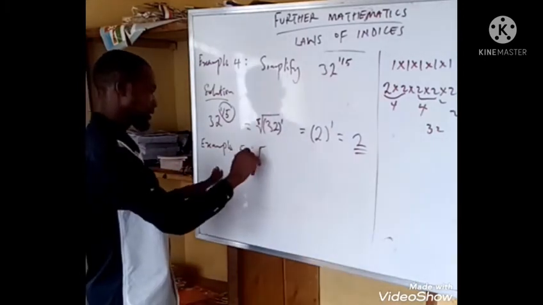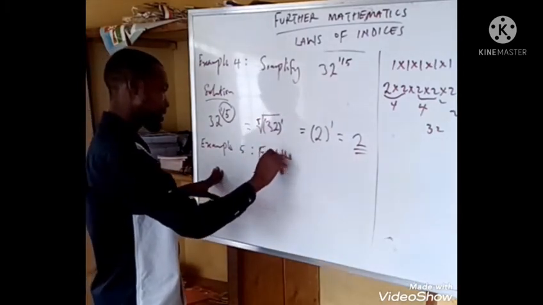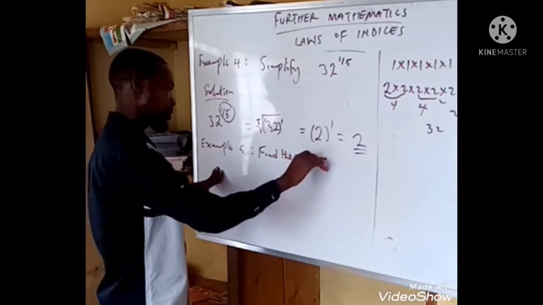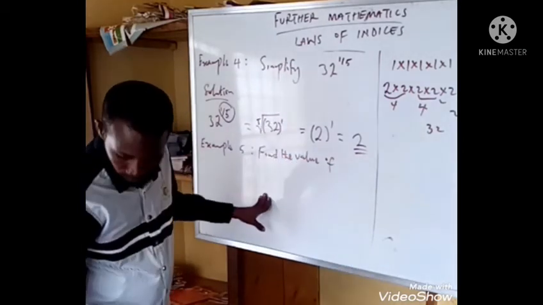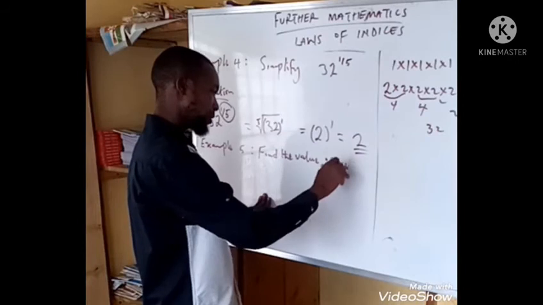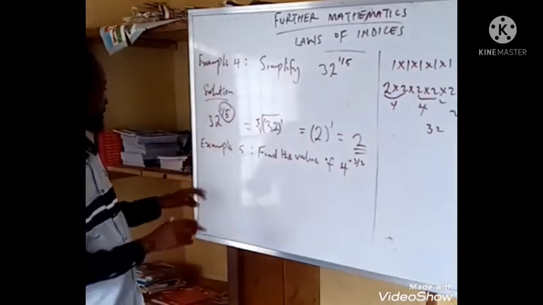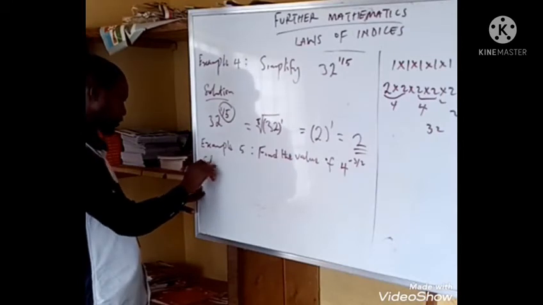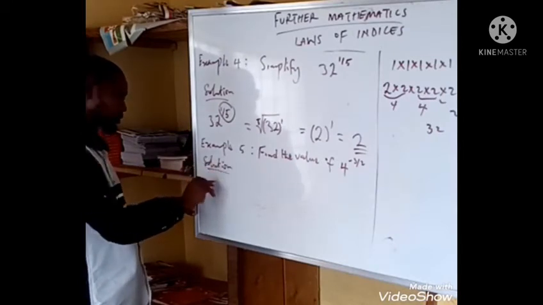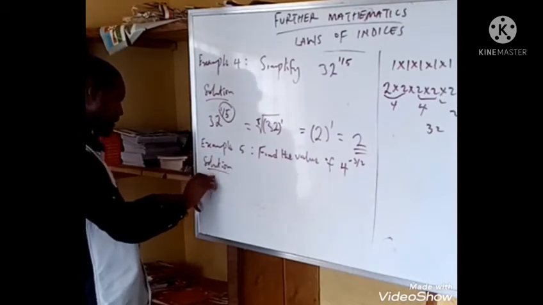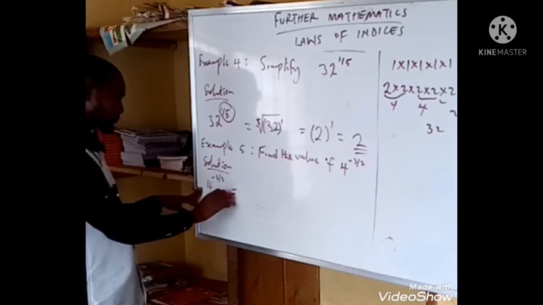So find the value of 4 raised to power minus 3 over 2. So this is the question in this case. So the solution to this, what I have is 4 raised to power minus 3 over 2.